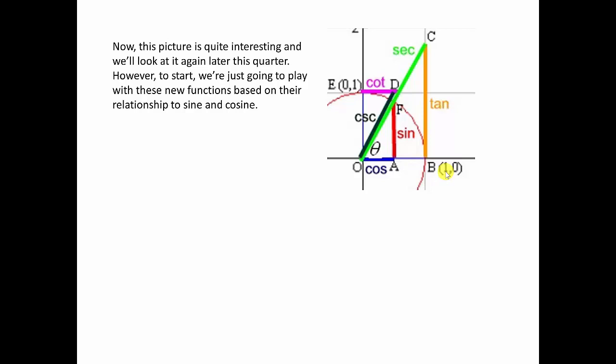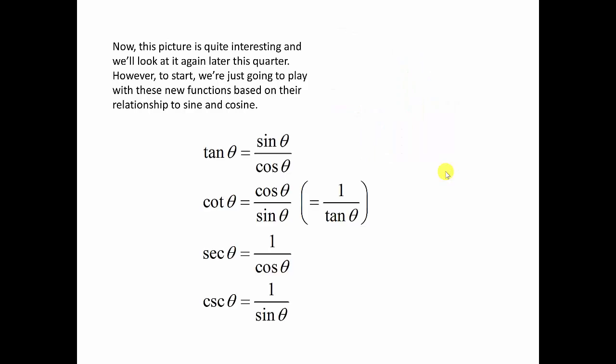But we're going to go ahead and look at them with some definitions based on how they're related to sine and cosine. So we'll look at this picture later in the quarter, but for now, we're going to look at these definitions. So tangent is sine over cosine. Cotangent is cosine over sine, which, by the way, is the same as 1 over tangent. Secant's 1 over cosine, and cosecant's 1 over sine.